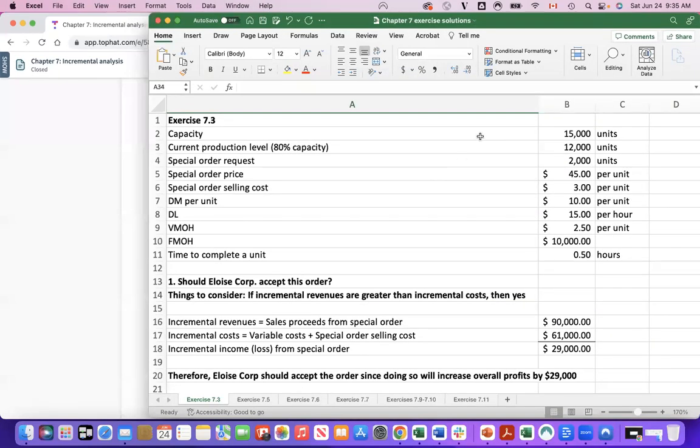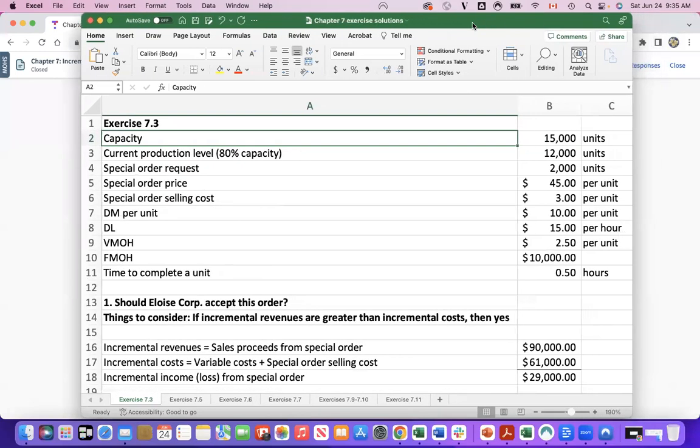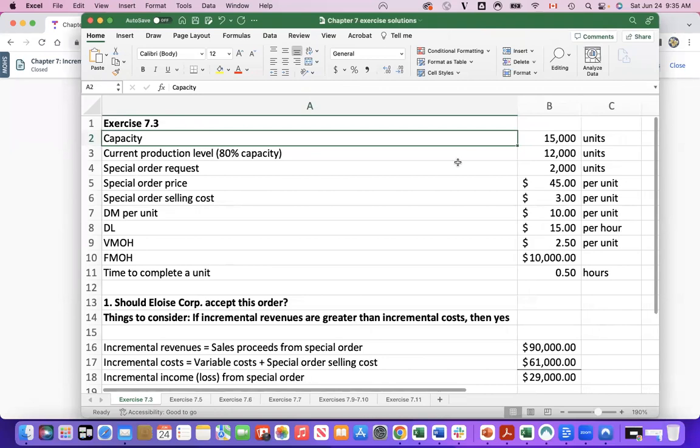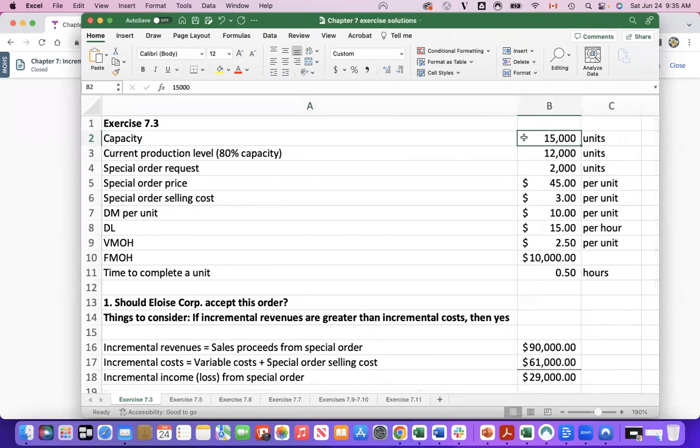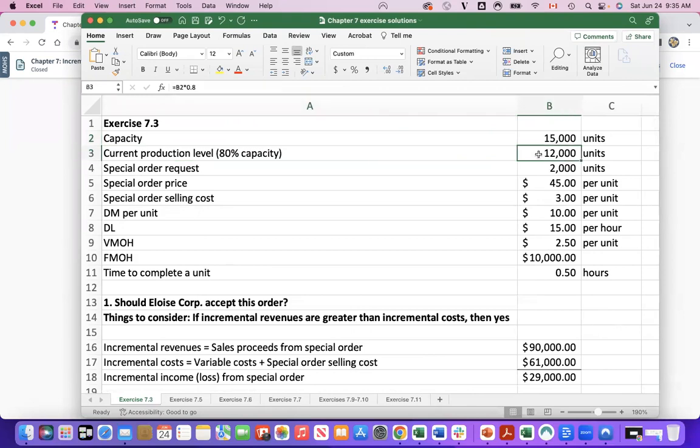I've reproduced some of the information from the question here, as you can see. Let me just make this a little better. So total capacity is 15,000 units. Remember, they said they were operating at 80% capacity. So that being 80% of total, which was 15,000. So currently they have production runs in total of 12,000 units, meaning they have room for an additional 3,000 units. Keep that in mind.